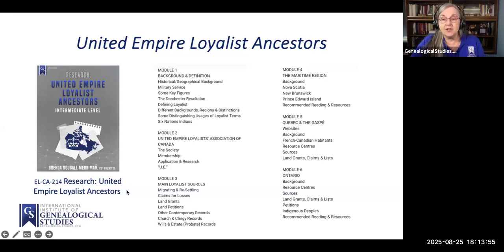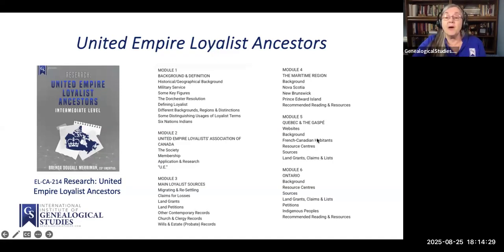And then the last 3 are going to break into regions. And so module 4 is the maritime region, which is Nova Scotia, New Brunswick, and Prince Edward Island. I would probably add Cape Breton in there since Cape Breton was separate from Nova Scotia at that time. And actually, New Brunswick was formed out of Nova Scotia when the Loyalists came, and this was heavy, heavy Loyalist settlement at the beginning of New Brunswick.